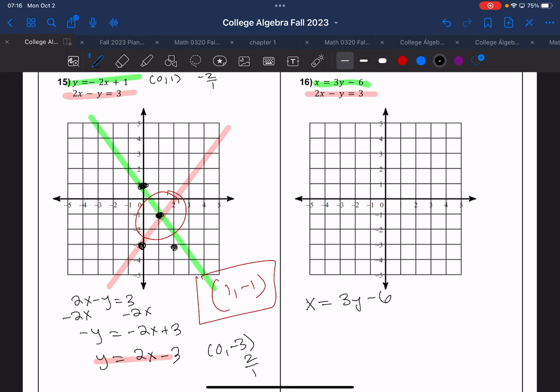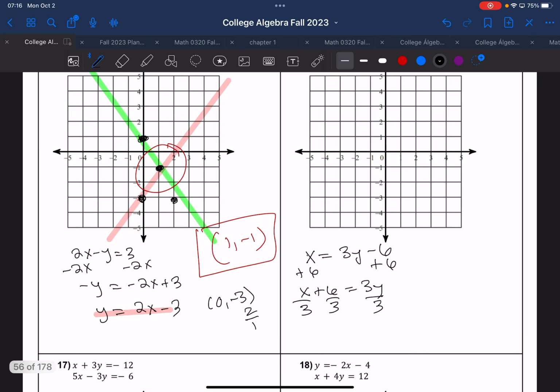Think a little bit of the opposite, because now our y is on the right side. We still want to get that y by itself, though. So what would we do first? Not subtract 3y, we want that y to stay there. Divide by 3 would be our next step. So first, add 6. So we have x plus 6 equals 3y. Then we would divide everything by 3.